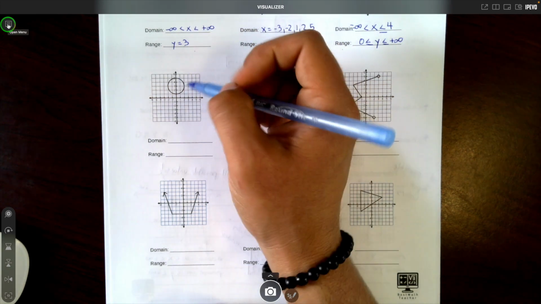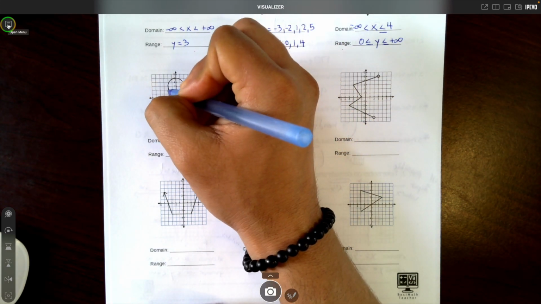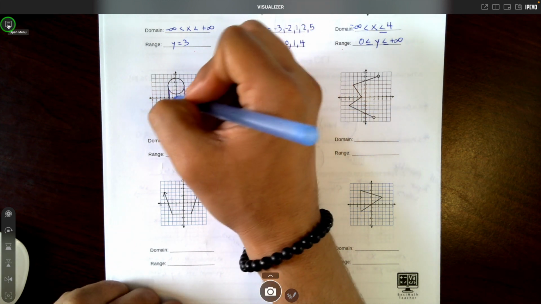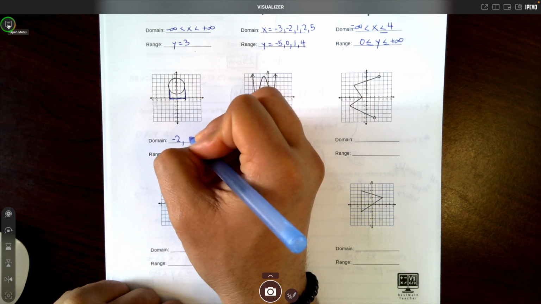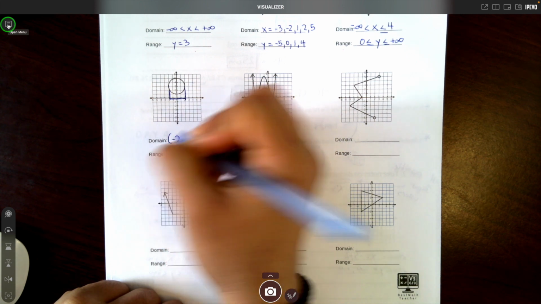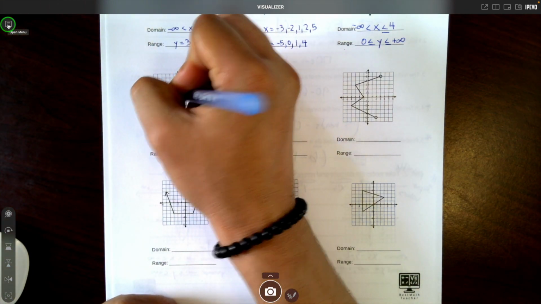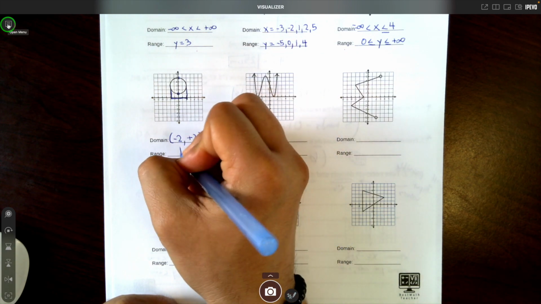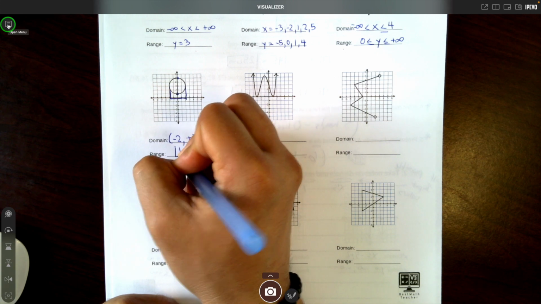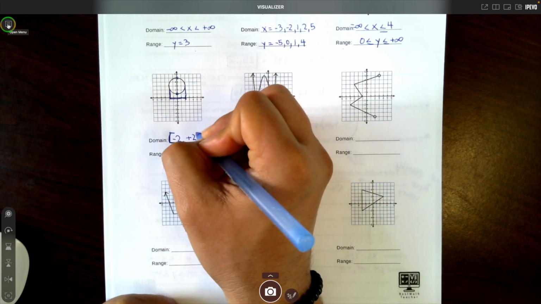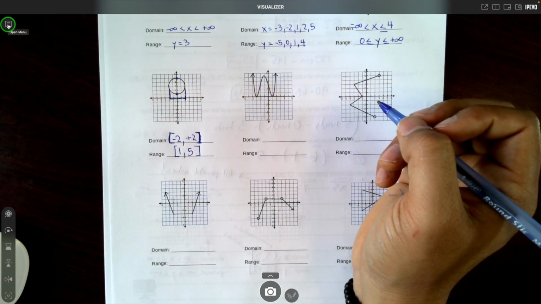All right, this circle is interesting. If I want to flatten the circle, it'll go from here to here. So from negative 2 to positive 2. So it'll just be this. So negative 2 to positive 2. And if I flatten it out this way, it'll go from here to there. So 1 to 5. Oh, and excuse me, these should be brackets. Why? Because it includes the endpoints. That circle does not have any holes.